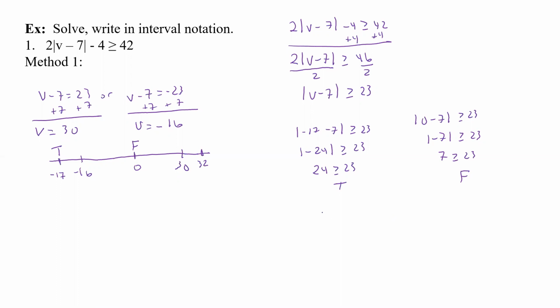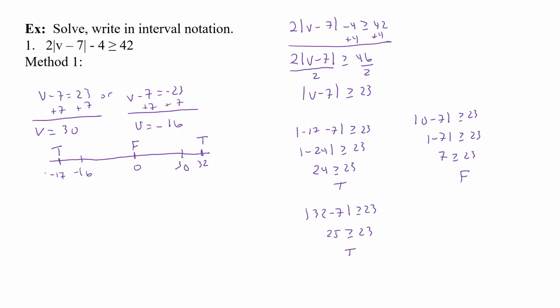And then we can plug in 32 there. So 32 minus 7 is greater than or equal to 23. Here we take 32 minus 7, which is 25, and that's greater than or equal to 23. Well, that's true, and so that's true here.